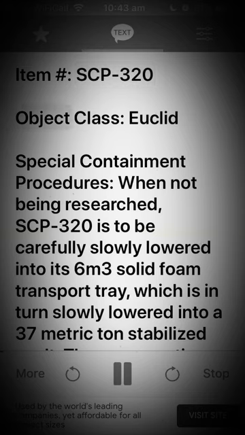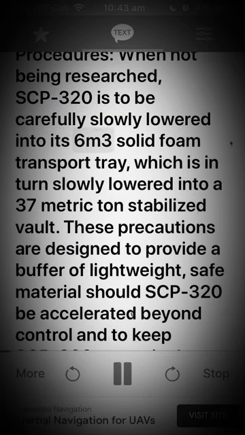SCP-320. Object Class: Euclid. Special Containment Procedures: When not being researched, SCP-320 is to be carefully, slowly lowered into its 6 m³ solid foam transport tray, which is in turn slowly lowered into a 37 metric ton stabilized vault.